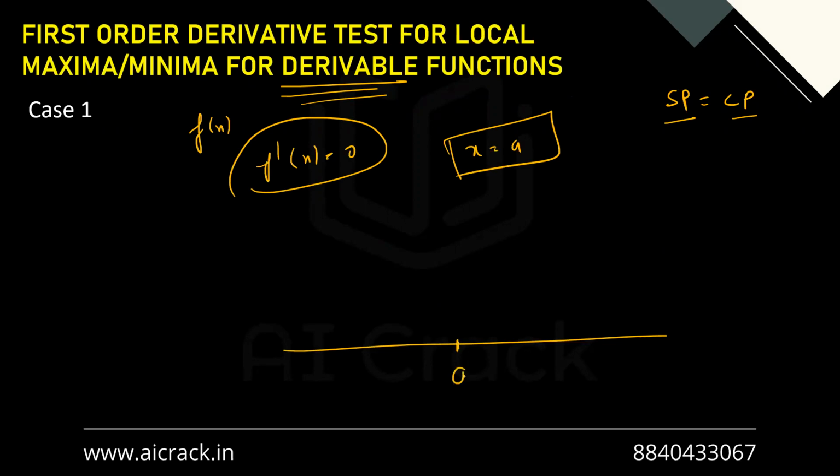So case one says this is point A, and on the left hand side we have a positive value, and on the right hand side we have a negative value. So what is happening over here? When we have a positive value of derivative, the slope is going up. At x equals A, the slope becomes 0, and on the right hand side of A, the slope becomes negative. So we have a local maxima over here. When on the left hand side we have a positive derivative, and on the right hand side a negative derivative around a point where f'(x) equals 0, then we have a case of local maxima.